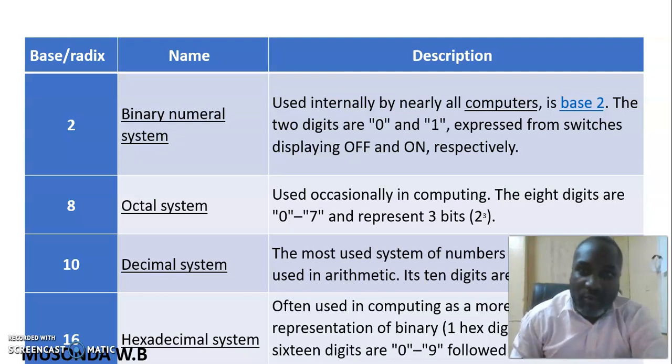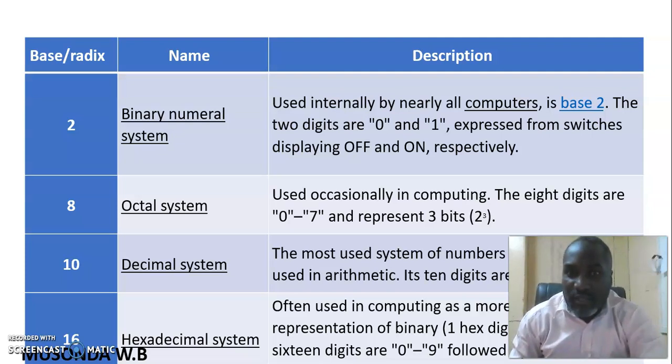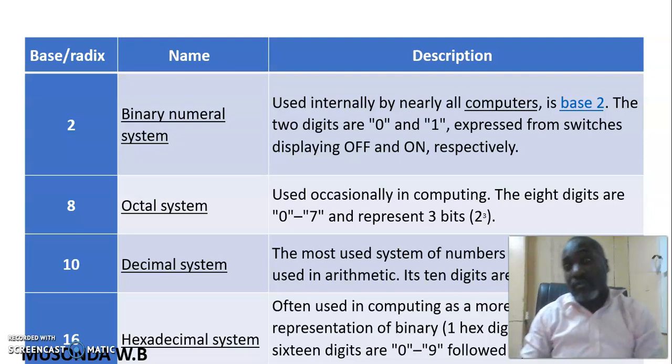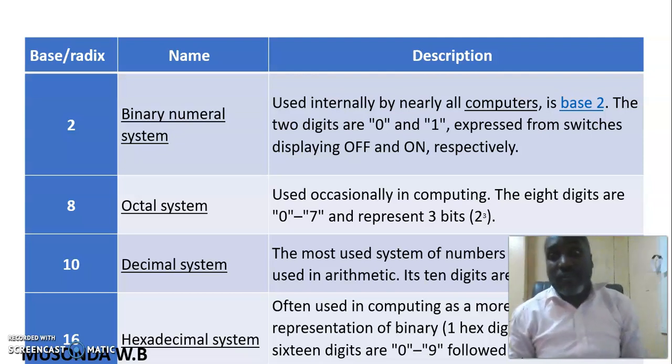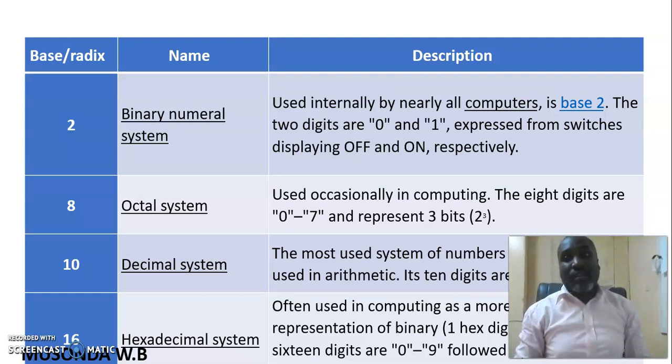Then the hexadecimal, which we just looked at, is often used in computing and is a more compact representation of binary. So one hexa digit has 4 bits, and the 16 digits range from 0 through to 9, followed by the letters A to F.